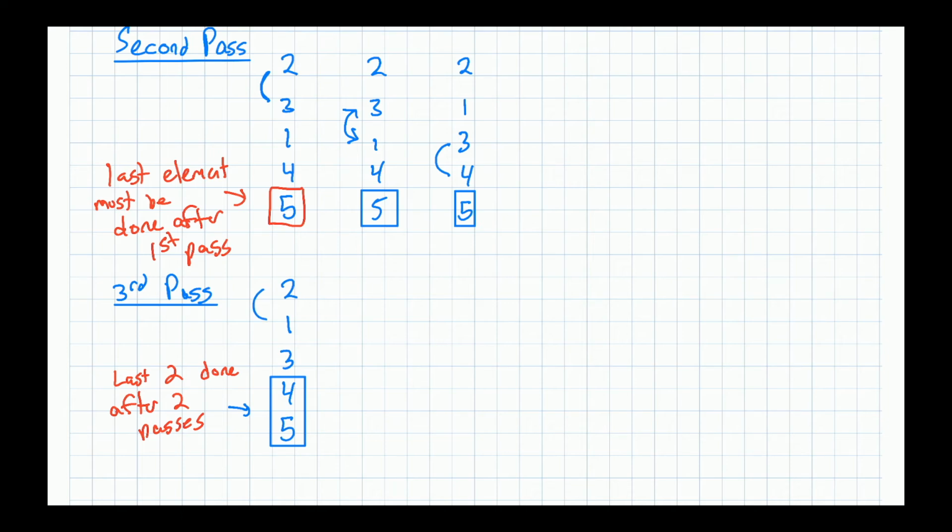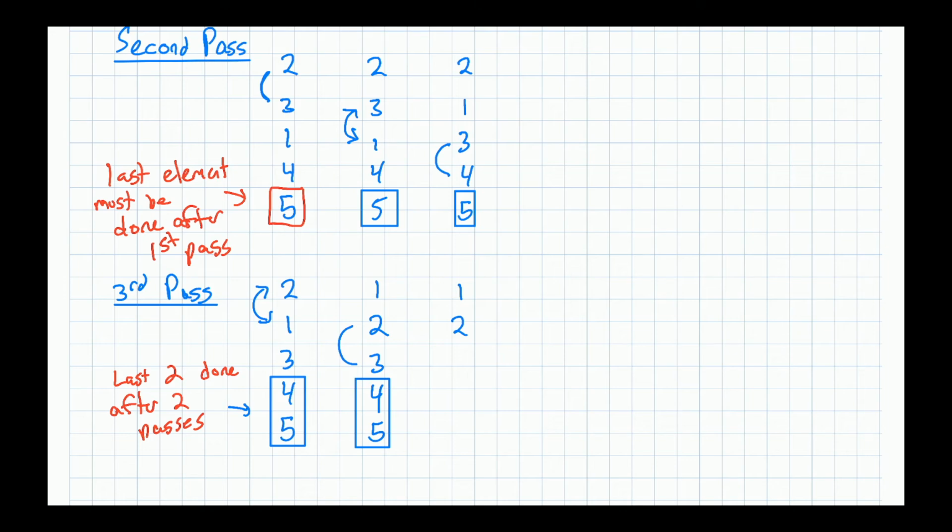So we're going to compare the first 2, the 2 and the 1. They're out of order, so we're going to switch them. So they're going to be 1, 2 after we switch them. And then we have 3, 4, 5. 4 and the 5 we're done with. So then we compare the next 2, the 2 and the 3. Those are in order, so we don't have to do anything. So we have 1, 2.